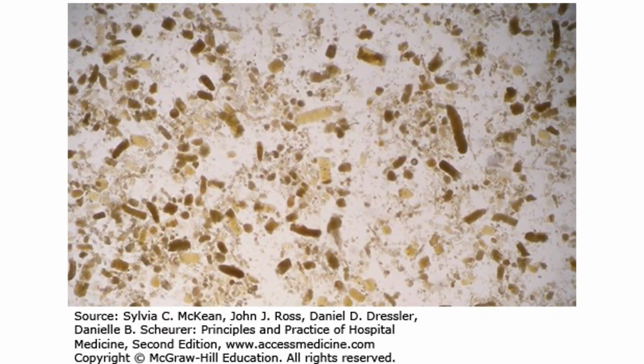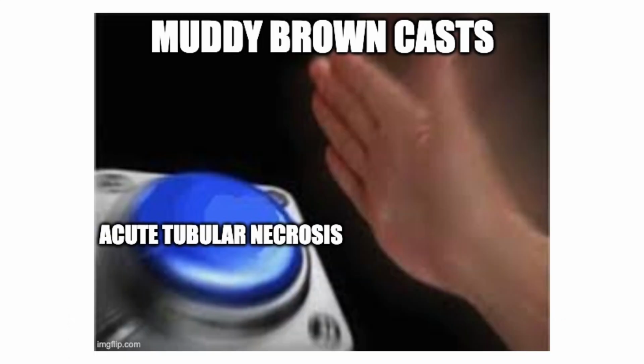So this slide is just showing you a bunch of muddy brown casts, right? So you see that these are basically ischemic tubule cells that have been sloughed off in the urine, and these are pretty much diagnostic for acute tubular necrosis. If you see muddy brown casts on a quiz or on Step 1, you pretty much know it's acute tubular necrosis.